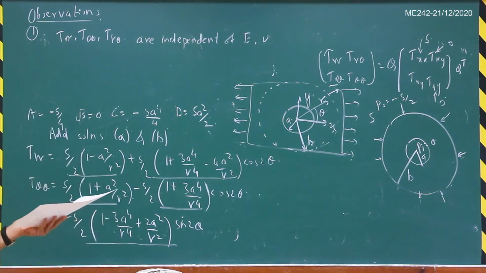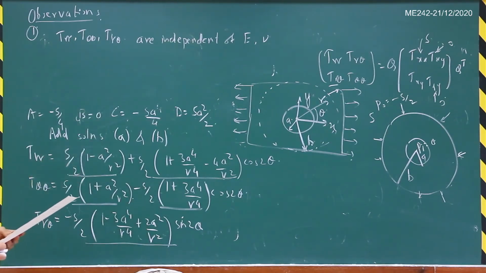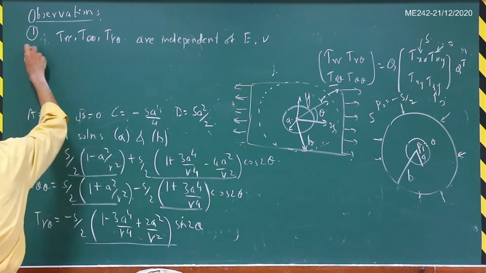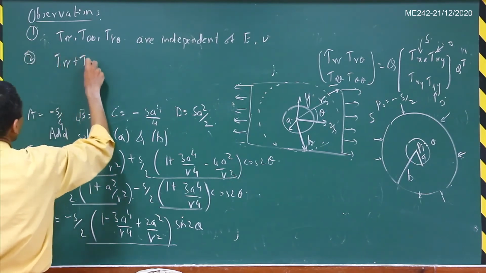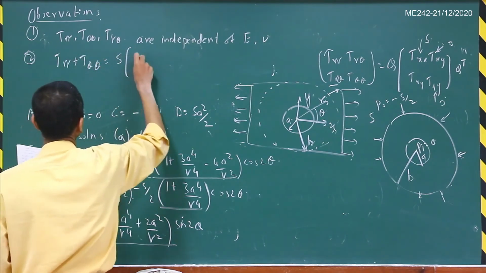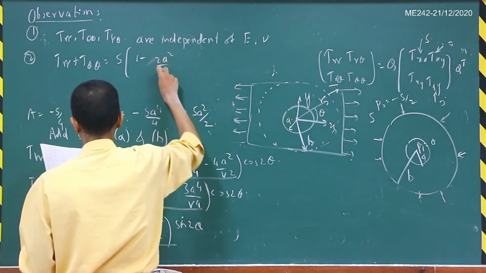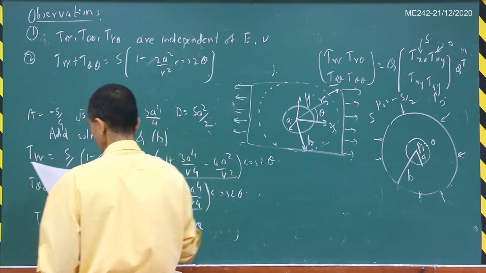So of course, the displacements will be different, right? Because there the E and the nu will enter into the solution, but as far as the stresses are concerned, you will not get this one. Okay? Then second observation is that tau r plus tau theta theta. So this is your trace of tau. That is equal to S times 1 minus 2a square by r square times cos of 2 theta here.